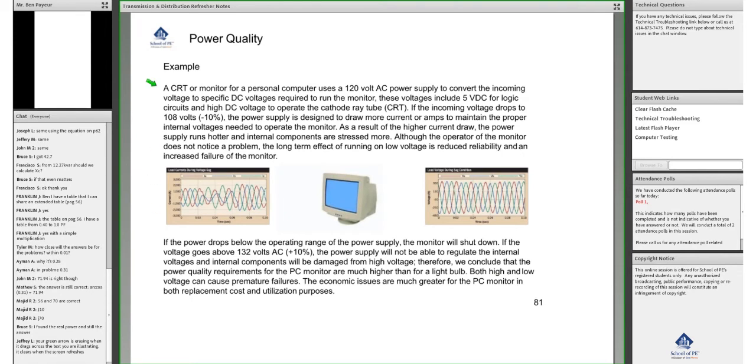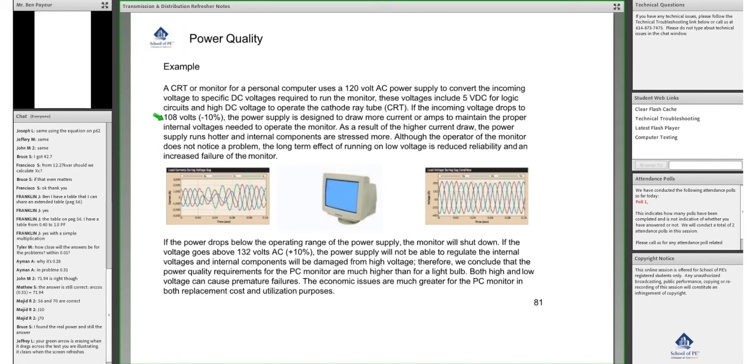So here's another example of a power quality issue. A CRT, or a monitor for a personal computer, like the one I'm sure you're all looking at right now, uses a 120 volt AC power supply to convert the incoming voltage to specific DC voltages required to run the monitor. These voltages include 5 volts DC for logic circuits and high DC voltage to operate the cathode ray tube, CRT.